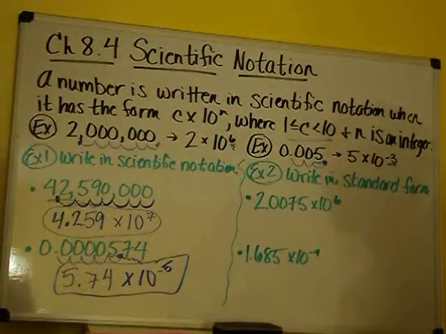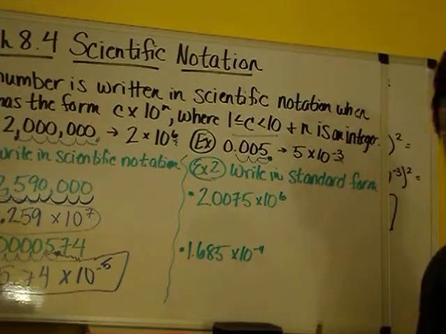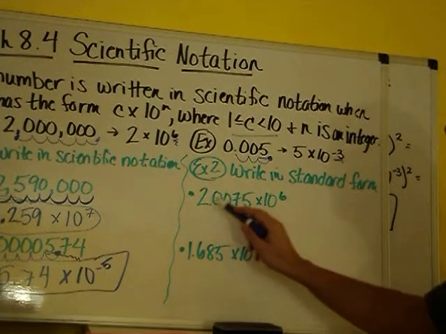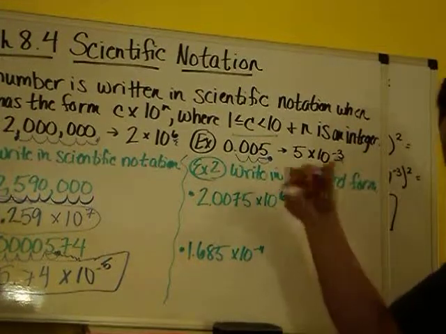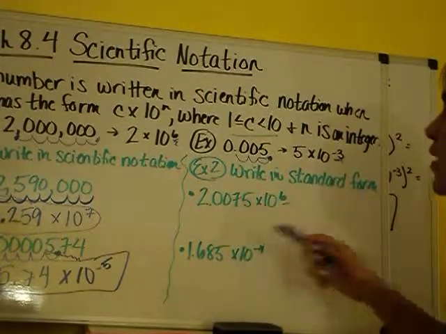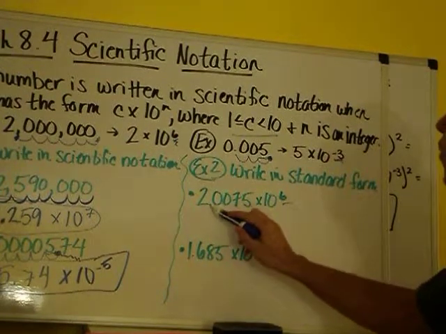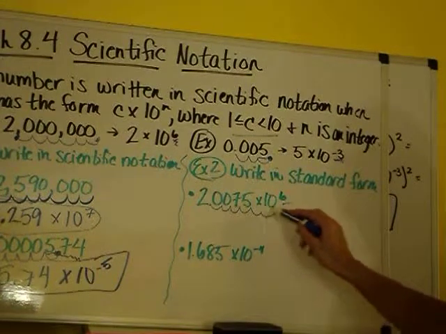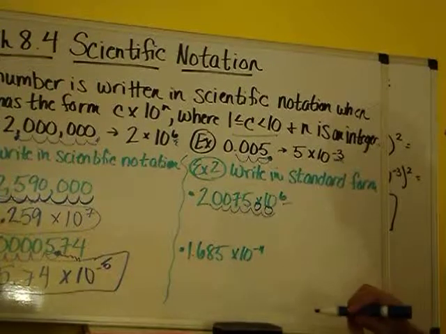Okay? Working backwards. We are now looking at numbers in standard form. We're going to write in standard form, excuse me. Okay, so this is given in scientific notation. I have 2.0075 times 10 to the 6th. Positive 6 means I'm going to be taking this decimal and moving it in a positive direction 6 times. So I'm going to have 1, 2, 3, 4, 5, 6. So that means I have to add zeros in here whenever I run out of spots.